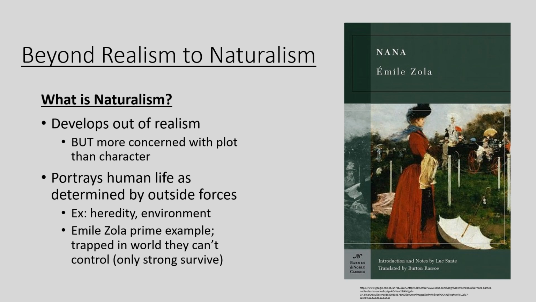So for example, writing that talks about our heredity, or the environment around us, how these things control what happened to us, and that we really have this great lack of control. Émile Zola, a French author, is a prime example of this, and he writes a series of novels wherein the central characters have these things happen to them that are far and above outside their control. Nana is an example of this.